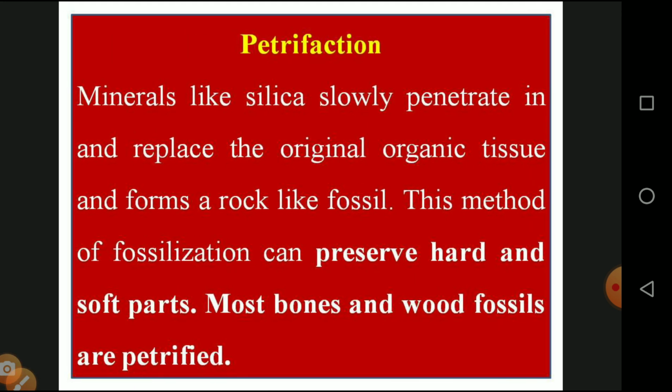Number one is petrification. Minerals like silica slowly replace the original organic tissue, forming a rock-like fossil. This method of fossilization can preserve both hard and soft parts. Bone and wood fossils are petrified. All the diagrams you will see in the last portion of this video.